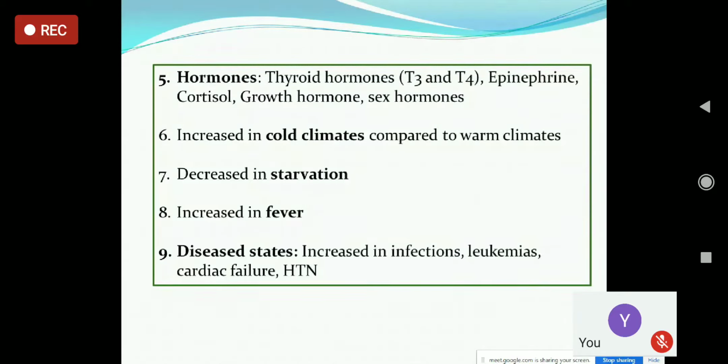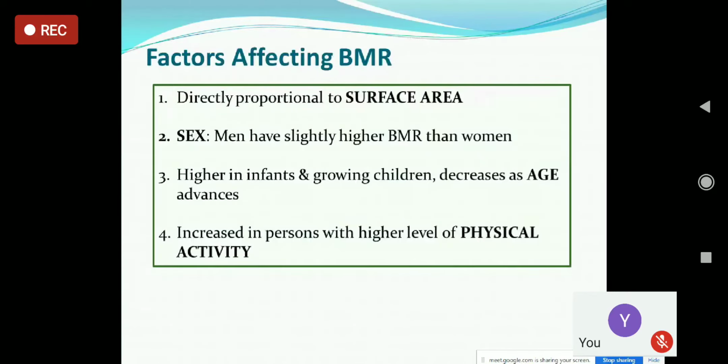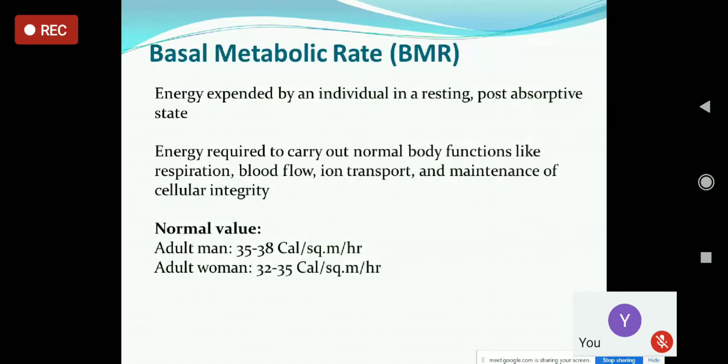It is also increased in fever and in disease states like infections, leukemias, cardiac failure, and hypertension. So these are all the different factors that affect the basal metabolic rate. What is basal metabolic rate? It is the calories consumed by your body in the resting state in the post absorptive period.